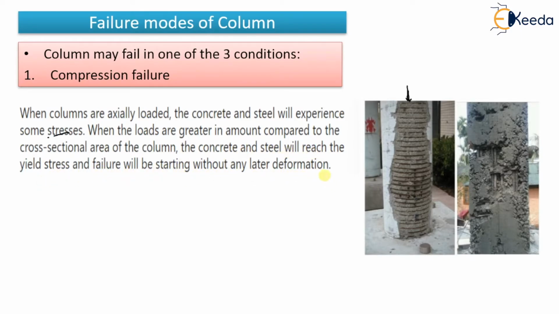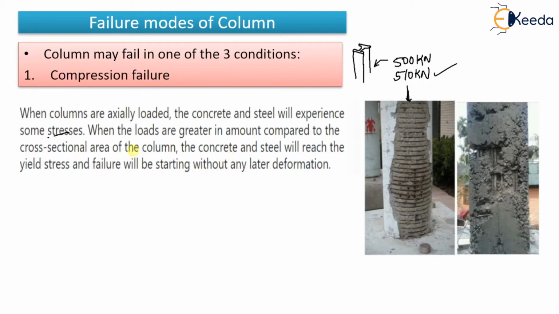For example, this is an RCC building, but what about steel structures? Let us assume that you have an I section used for your column like this. There is an I section, and the column will look like this. Now this I section experiences certain stresses, and when the loads are greater, for example, you have designed this I section for carrying a load of 500 kilonewton, but there are chances that this structure is subjected to a load of 510 kilonewton.